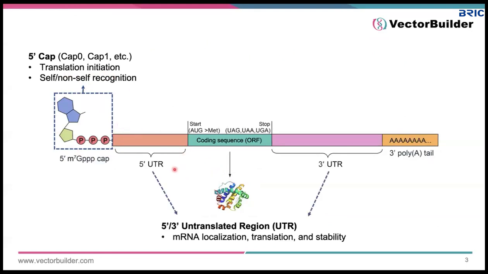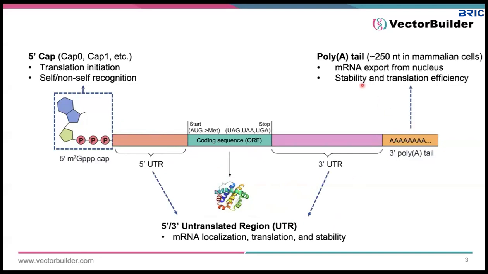And on the mRNA molecule, there are two untranslated regions, 5' and 3' of the coding sequence. Although they are not coding any protein, they are very vital in regulating the expression and stability of the whole mRNA molecule. On the very 3' end, there is a poly A tail region.